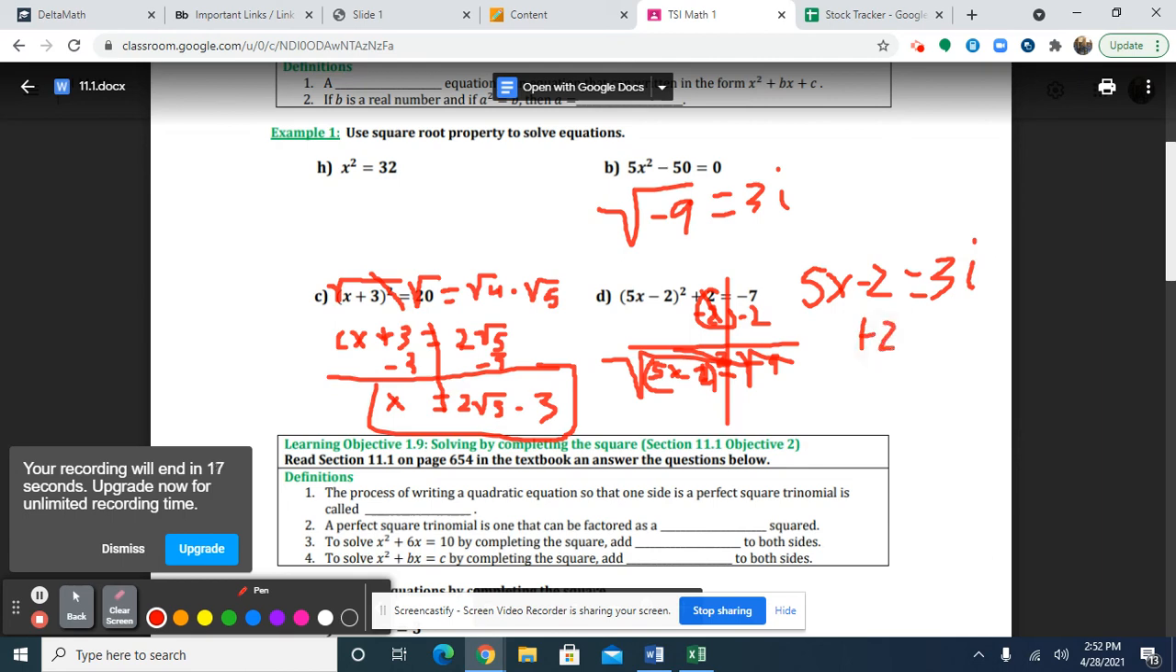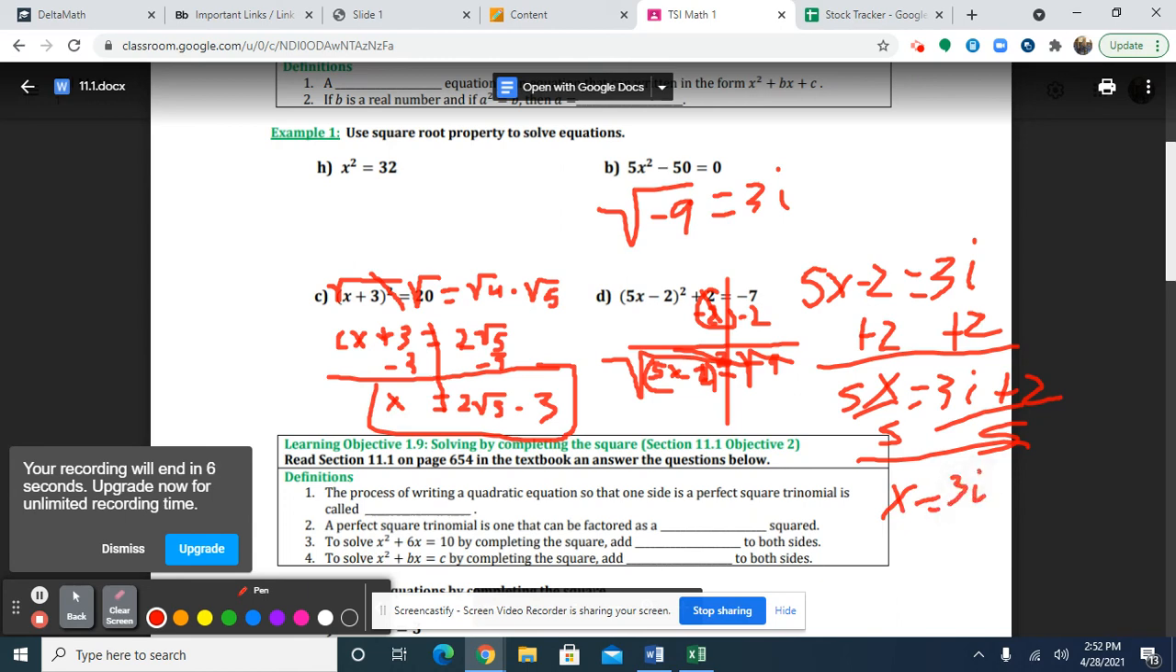So then we're going to add 2 on both sides. That's 5x is equal to 3i plus 2. And then we're going to divide by 5. So x is equal to 3i plus 2, and all that divided by 5.